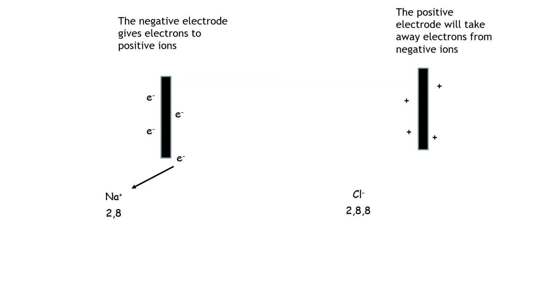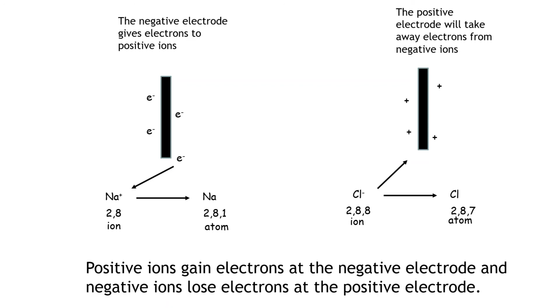The negative electrode will give an electron to the sodium ion, changing the sodium ion to a sodium atom with an electron arrangement of 2,8,1. In terms of the chlorine, it will have already gained an electron to form a negative charge. It will lose an electron as the negative ion is attracted to the positive electrode to form chlorine atoms. So to summarize, positive ions gain electrons at the negative electrode, and negative ions lose electrons at the positive electrode.